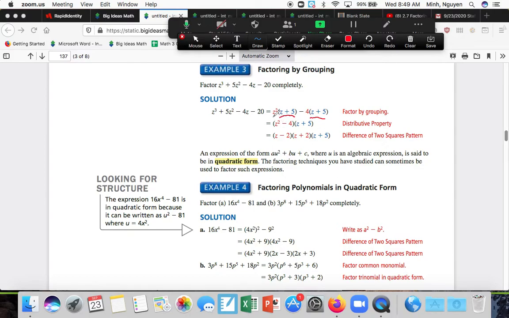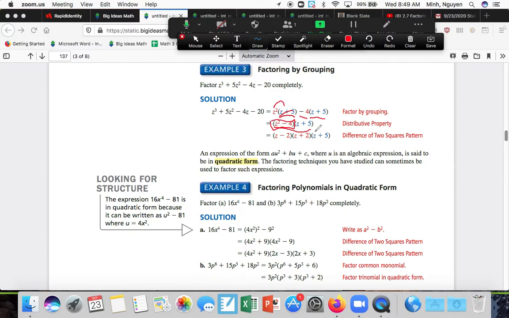But to move forward, z plus 5 is being multiplied by z squared. And it's also being multiplied by negative 4. So then I'm going to rewrite it. Z squared and negative 4 are being multiplied by z plus 5. And then here, z squared minus 4. So that's the factor by grouping part.